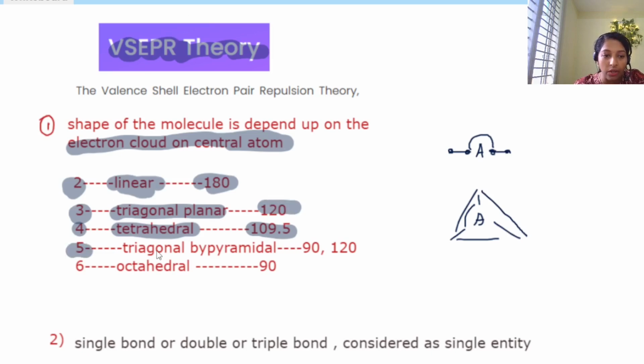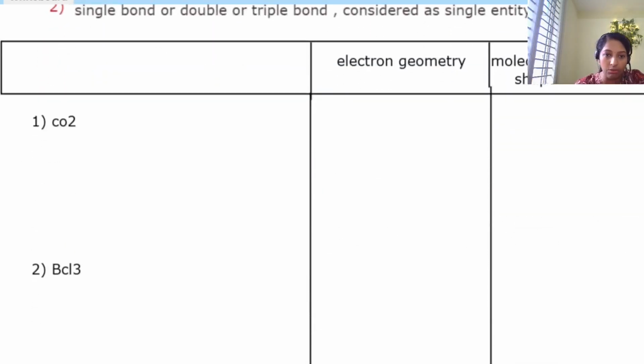Five means trigonal bipyramidal, where two bond angles will be there, 90 and 120, and six is octahedral with a bond angle of 90. That's all: 2 linear, 3 trigonal planar, 4 tetrahedral, 5 trigonal bipyramidal, 6 octahedral. Now let's see. Also, one more thing: a single bond, a double bond, or a triple bond, you can consider as a single entity, a single electron cloud. Let's see how these things work.